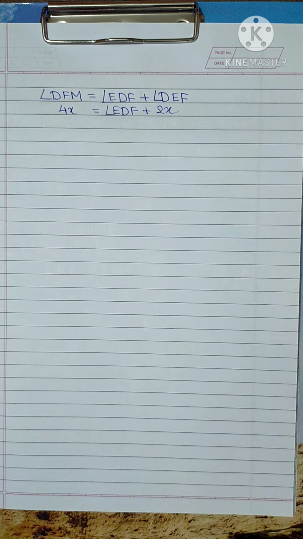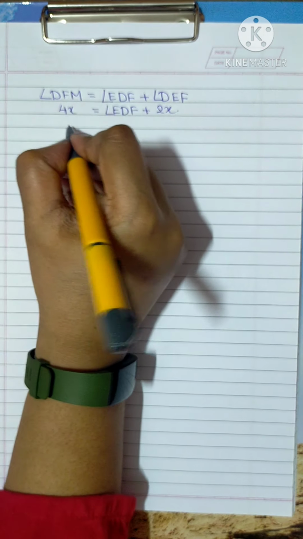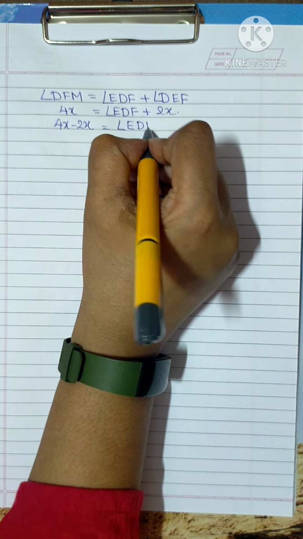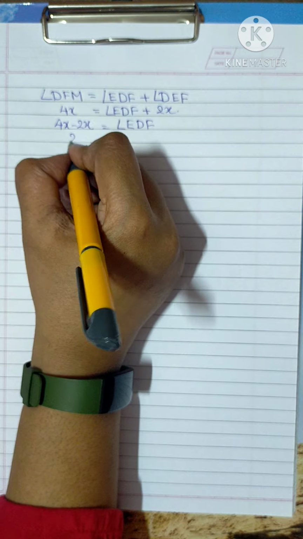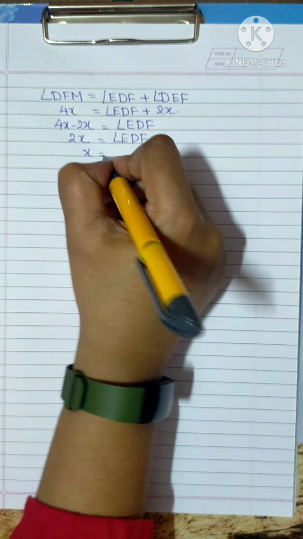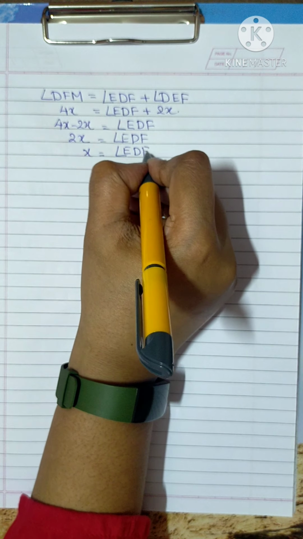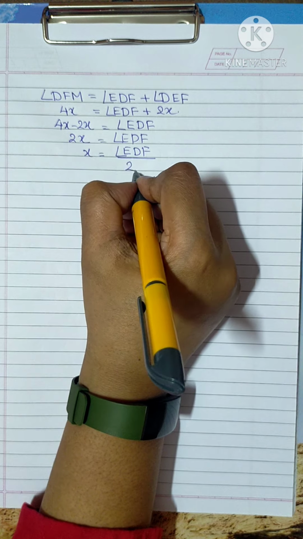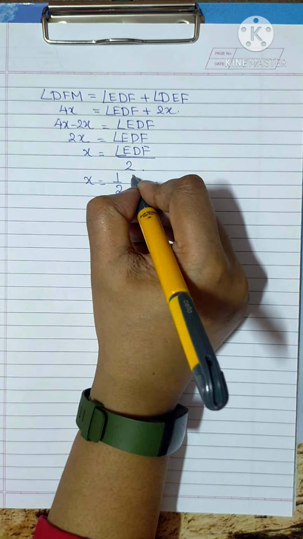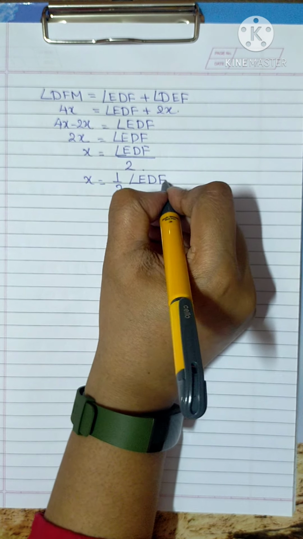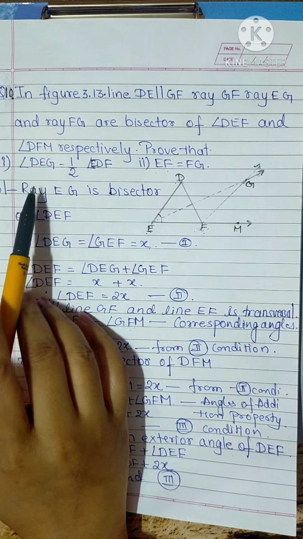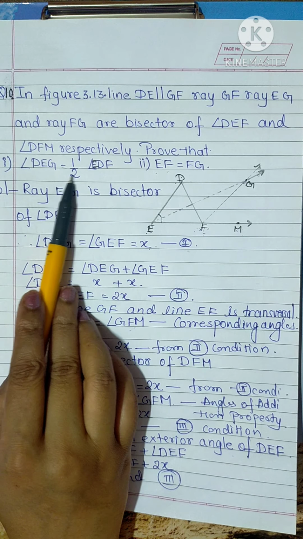We are going to continue the same solution on the next page. So here 4x minus 2x is equal to angle EDF. Now this will become 2x equal to angle EDF. Now x is equal to angle EDF upon 2. Okay, so x is equal to half angle EDF. Now here we have to prove what DEG is equal to half of EDF.